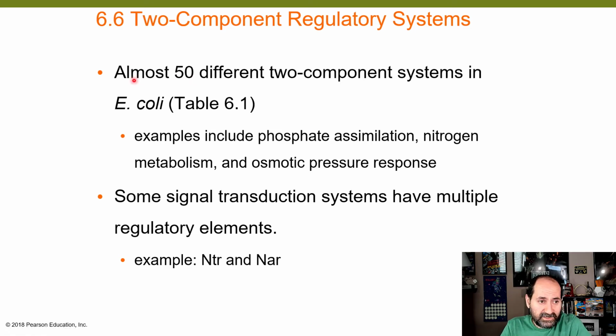So in E. coli, you have almost 50 different two-component systems, like the one I just mentioned. And these include processes of phosphate assimilation, nitrogen metabolism, osmotic pressure response. All of these are systems where two-component systems play a role.